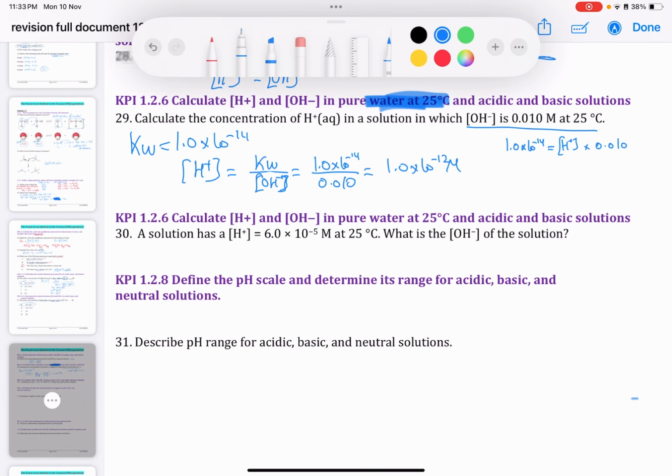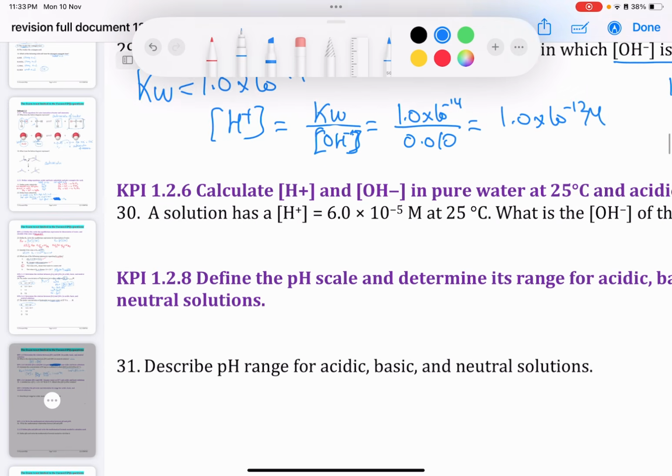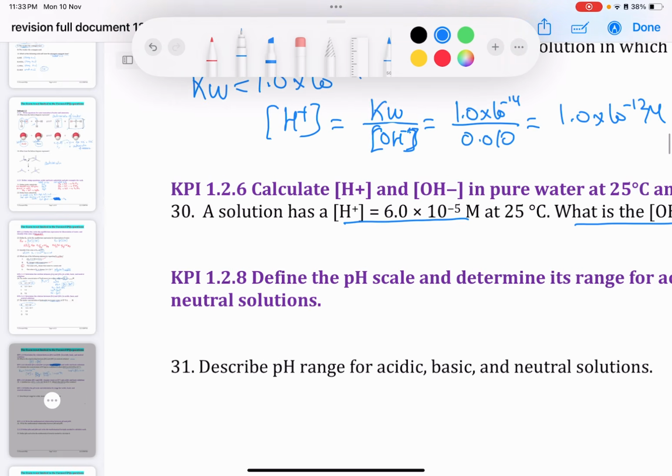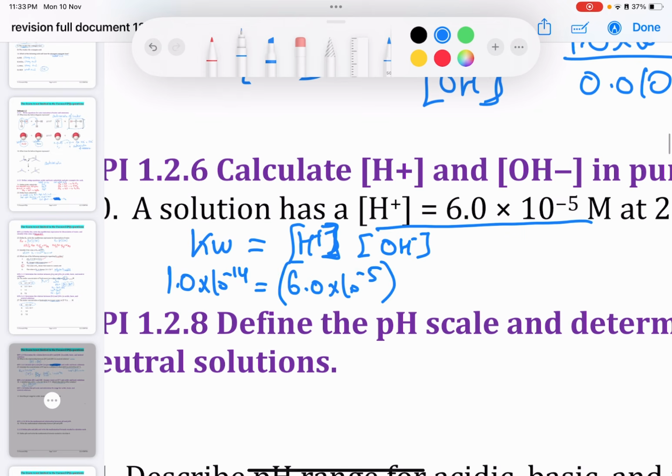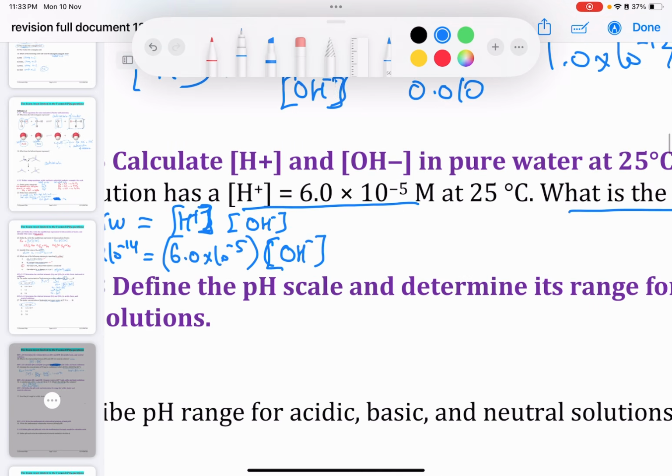A solution has now H plus is 6.0 times 10 to the power negative 5. Find the OH minus of this solution. So again, Kw equals to H plus multiplied by OH minus. So 1.0 times 10 to the power negative 14 is 6.0 times 10 to the power negative 5 and OH minus. Solving for this one, we find OH minus to be 1.7 times 10 to the power negative 10 molar.